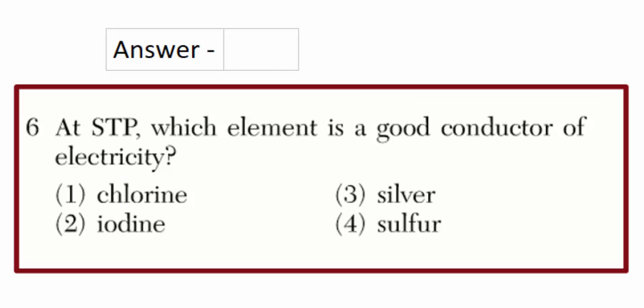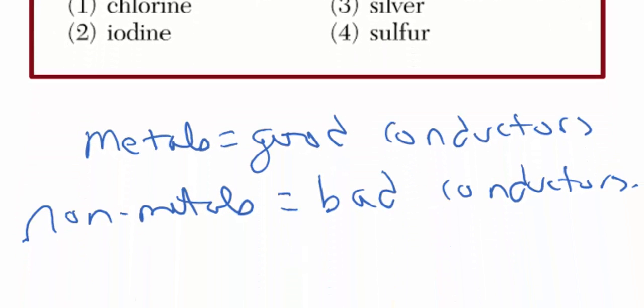Question number 6. At STP, which element is a good conductor of electricity? You're given 4 elements to choose from here. The background information we need to know is that metals are good conductors of electricity and nonmetals are bad conductors of electricity. So all we need to do is determine which of these 4 elements is the metal and which of the others are nonmetals.